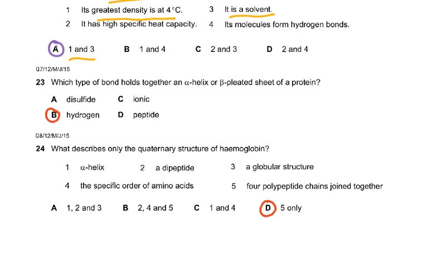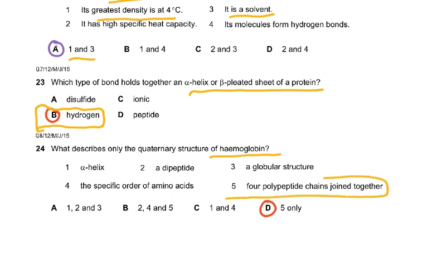Which type of bonds hold together an alpha helix or a beta pleated sheet? Now, everybody knows this is the secondary structure, and that is the hydrogen bonds, which describes only the quaternary structure of hemoglobin. So, alpha helix, dipeptide, globular structure, the specific order of amino acids, four polypeptide chains joined together. This was the only possible answer, so that is the answer.